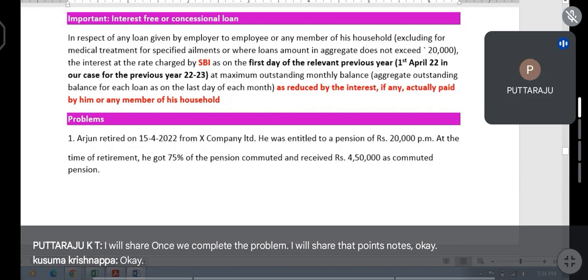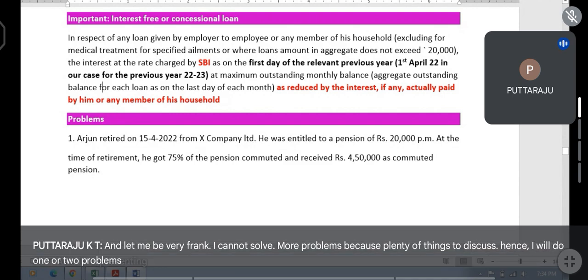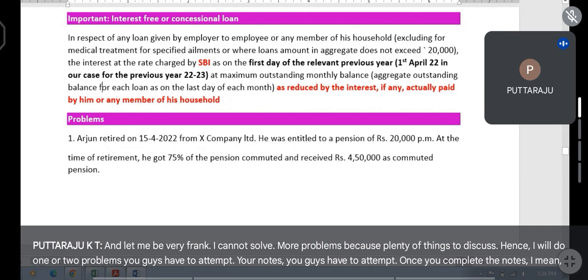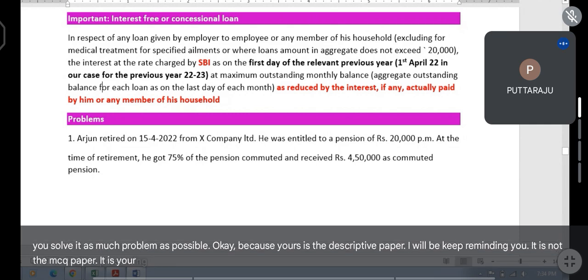And let me be very frank. I cannot solve more problems because plenty of things to discuss. Hence, I will do one or two problems. You guys have to attempt your notes. Once you complete the notes, you solve as many problems as possible, because yours is the descriptive paper. I will keep reminding you, it is not the MCQ paper, it is your descriptive paper. You guys have to solve as many problems as possible. I cannot solve the entire problems.